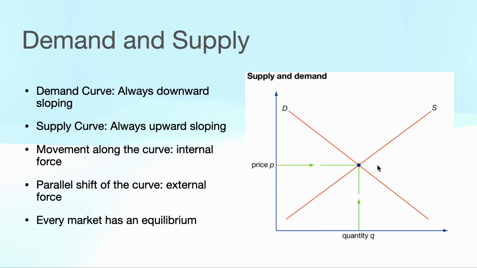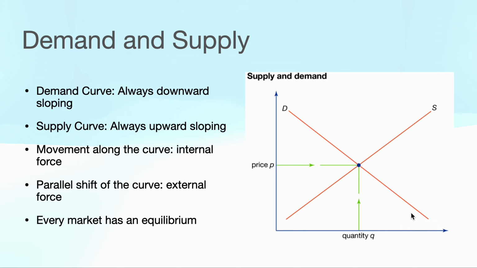Now, when we talk about movements, there are two types. One is a movement along the curve, and the other is a parallel shift of the curve. A movement along the curve is due to internal forces, meaning that it's internal to the price and quantity mix. So higher price, higher quantity, lower price, lower quantity, and you move along the supply curve. For the demand curve, higher price, lower quantity, lower price, higher quantity, and you move along the demand curve.